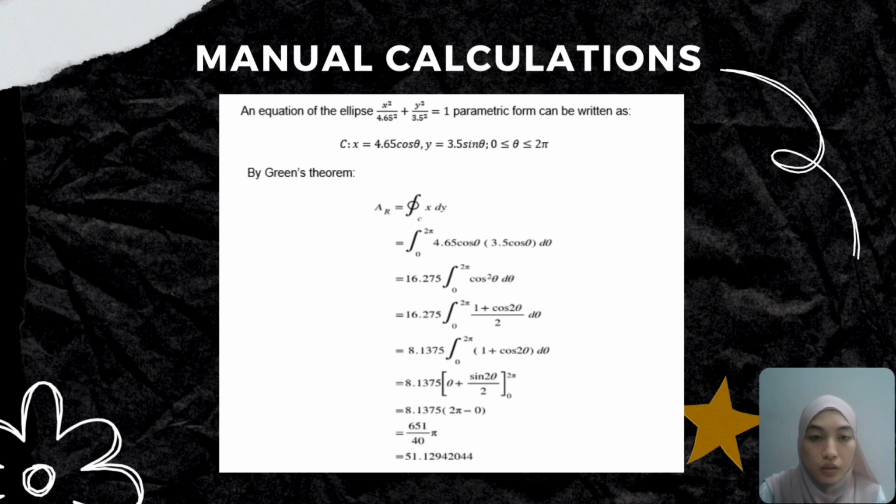And then for cos squared theta, we will use the trigonometric identity and we get (1 plus cos 2 theta) over 2. Then we put the 2 outside and we get 8.1375 times the integral of 1 plus cos 2 theta. And then we solve it, so we get 651 over 40 pi.